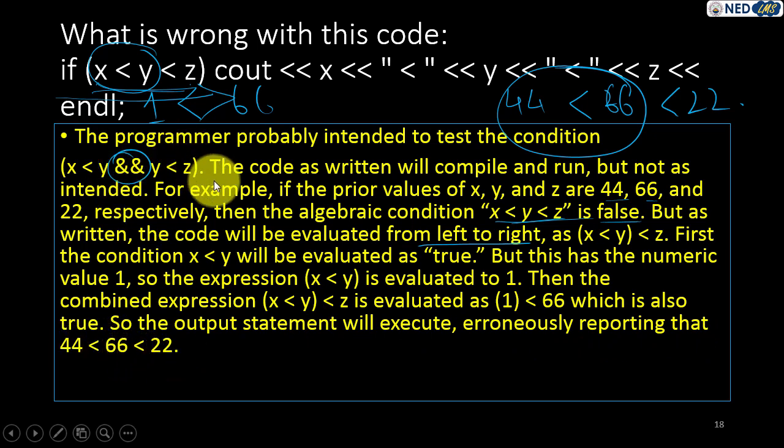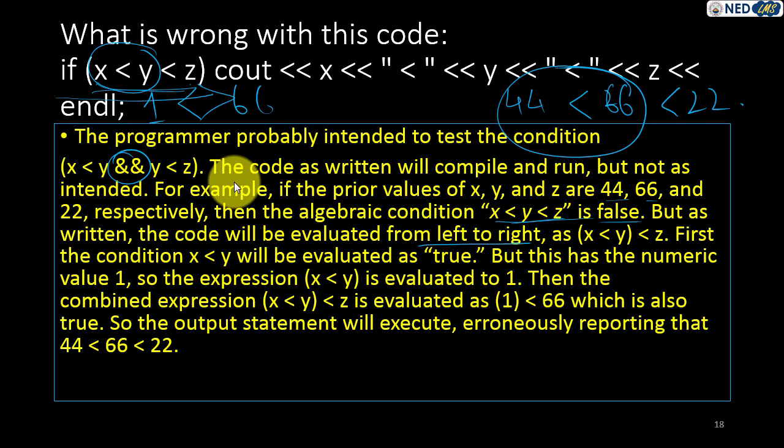So remember, whenever we have multiple operands and multiple operators and all have the same precedence, which we have explained in the previous lectures, the expression is always evaluated from left to right. So x is less than y is going to be evaluated first, and the result of that expression is going to be compared with z. So for x less than y, the result is either 0 or 1. Either x is less than y, which is true, or x is not less than y, which is false.